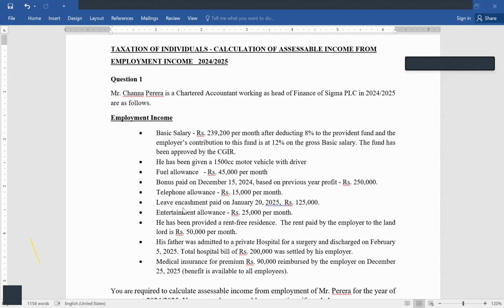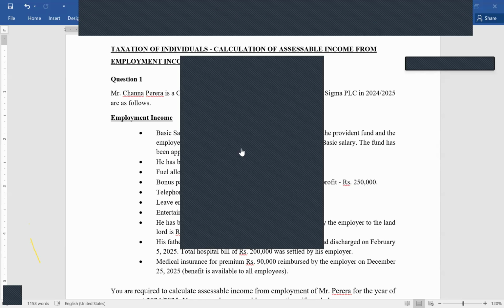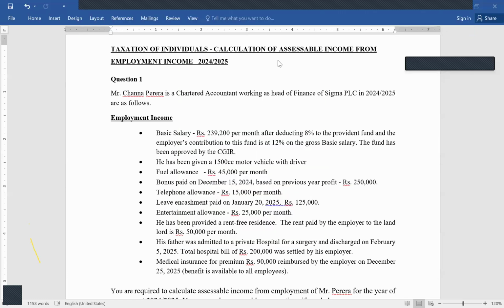Then entertainment allowance. This also is like a bonus. Yes, it is also like a bonus. Cash leave encashment.